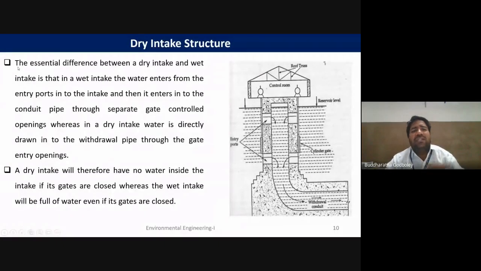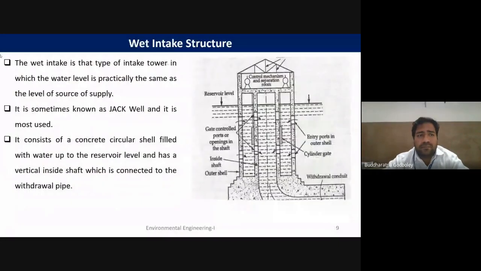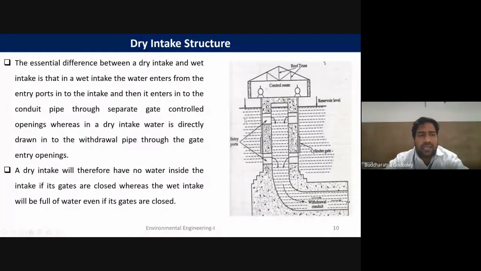The essential difference between a dry intake and a wet intake is that in a wet intake, the water enters from the entry ports. ये जो वेट इनटेक है, जो वाटर है, वो आपका ये एंट्री पोर्ट से एंटर करने वाला है. Okay, यहाँ से एंटर कर रहा है. These are the ports. ये बीच में ये गैप्स दिए गए हैं वॉल्स में, जहां से वाटर आपका एंटर करेगा.